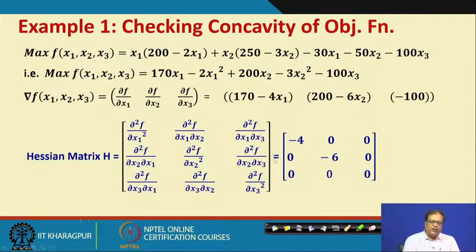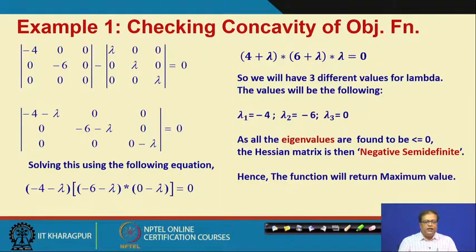Next will be the Hessian matrix. Since they are pure terms of x1 and x2, all the cross terms will be 0. So, ∂²f/∂x1² becomes -4, ∂²f/∂x2² becomes -6, and since there is no x3 term, this will become 0. So, this is our Hessian matrix, right. We obtained the Hessian matrix.